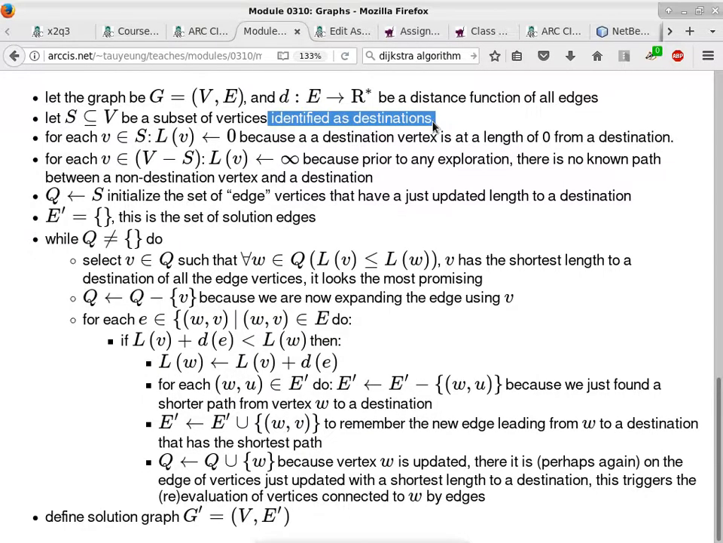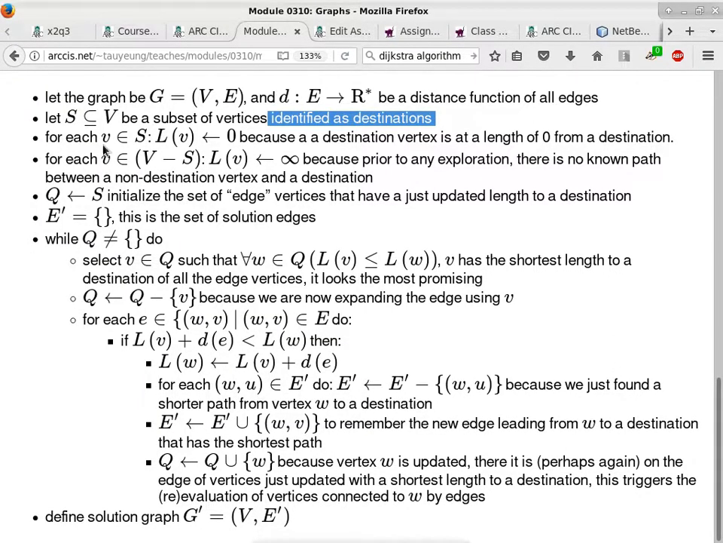And when S is an empty set, you also have nothing to do. You have no destinations. What am I going to do? There's nothing to do in that case either. So you typically want to have at least one element in S, but not the entire V in S. Is that making any sense? Okay.